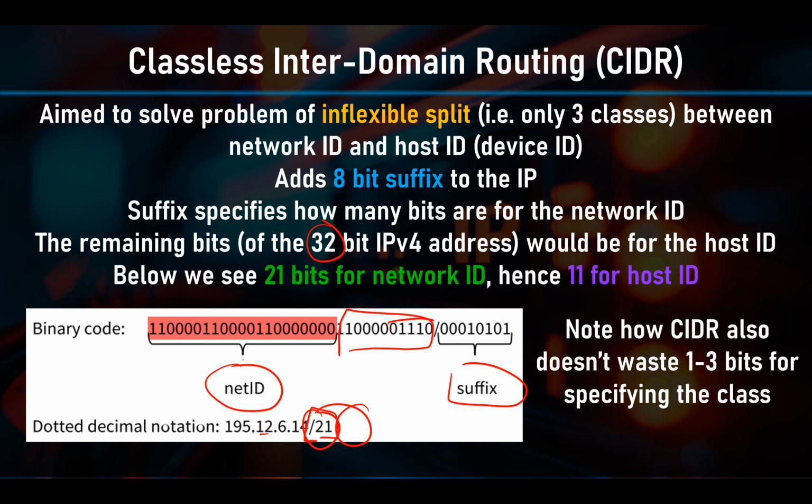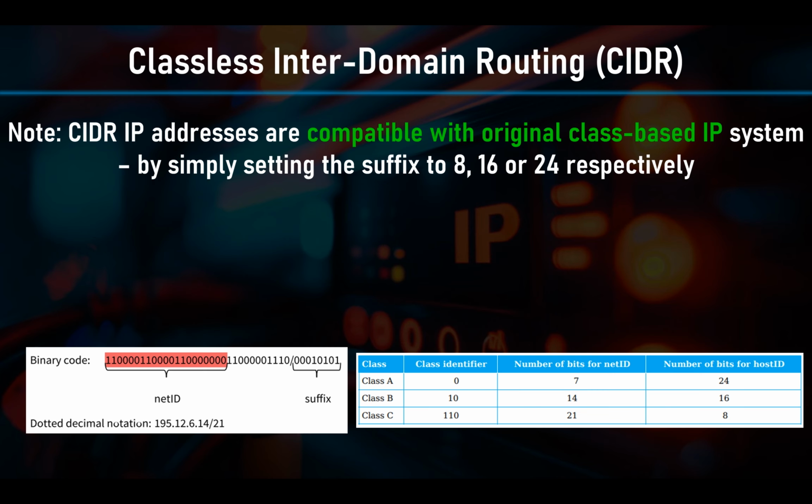Also, CIDR doesn't waste 1 to 3 bits for specifying the class, since we can eliminate that by having this suffix instead. Also with CIDR, these IP addresses are compatible with the original class-based IP system, simply by setting the suffix to 8, 16, or 24 respectively.